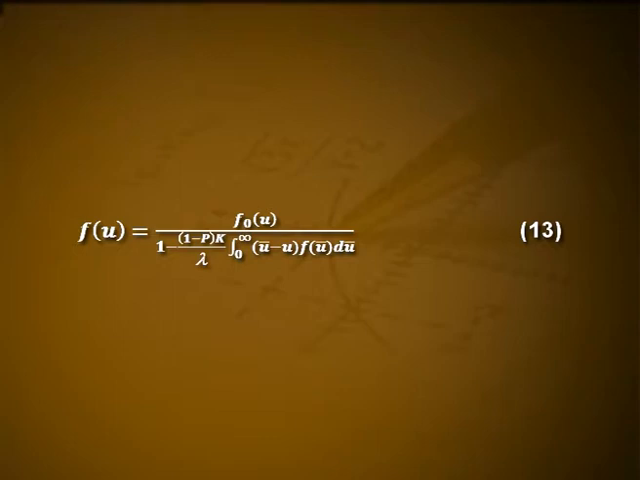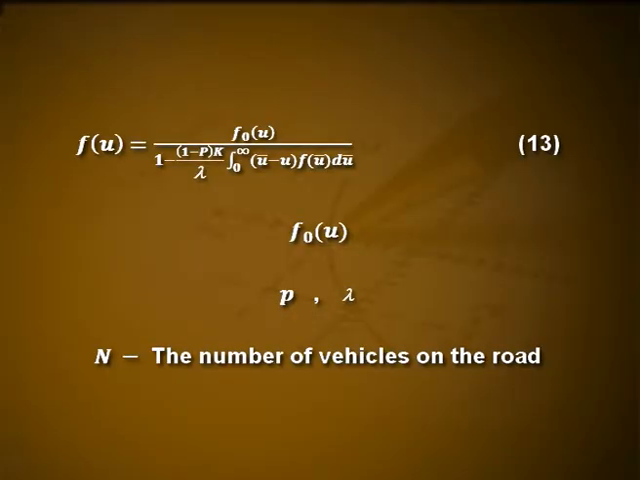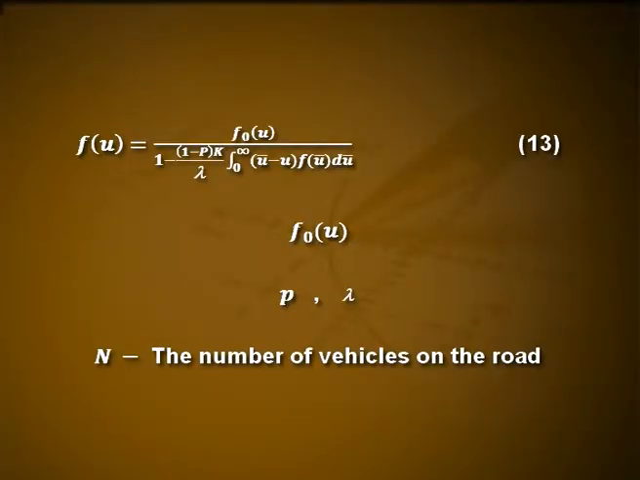A big problem in attempting to use equation 13 to make predictions is that to do so, we must determine a suitable form for f naught of u and suitable values for p and lambda. Clearly, all these quantities depend on the density of traffic, which is determined by n, the number of vehicles on the road. On the other hand, by guessing at reasonable values for lambda and p and taking a somewhat arbitrary form for f naught of u, we can make some predictions for the flow concentration relationship, which is a fundamental part of the traffic flow theory.